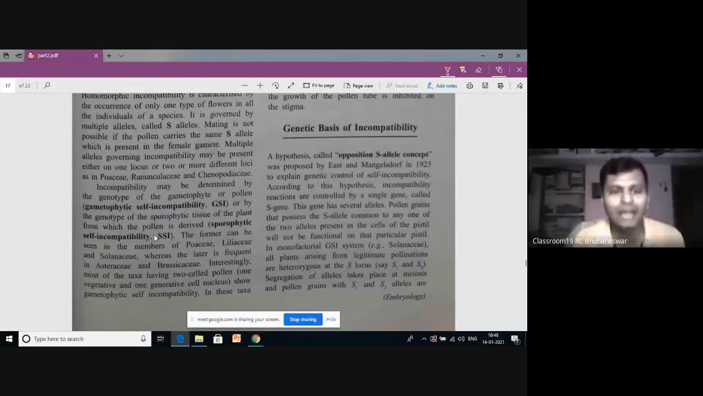When the intine helps in the incompatibility, it is known as gametophytic self incompatibility, because the intine is synthesized by the genome of the pollen grain, or the gene of the pollen grain. Got this point?